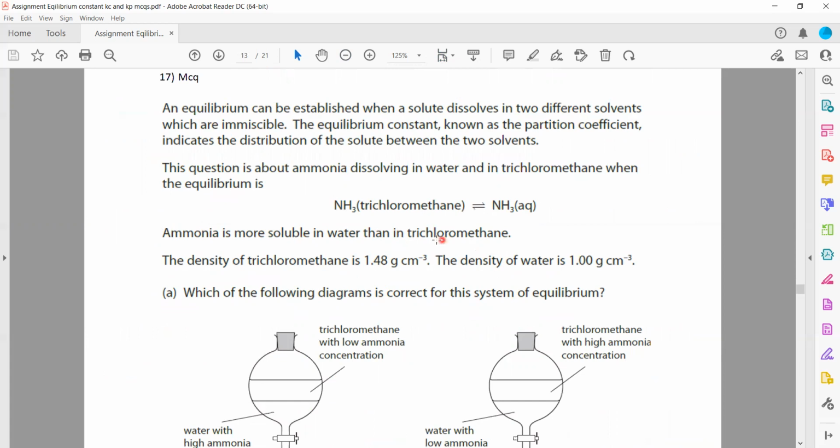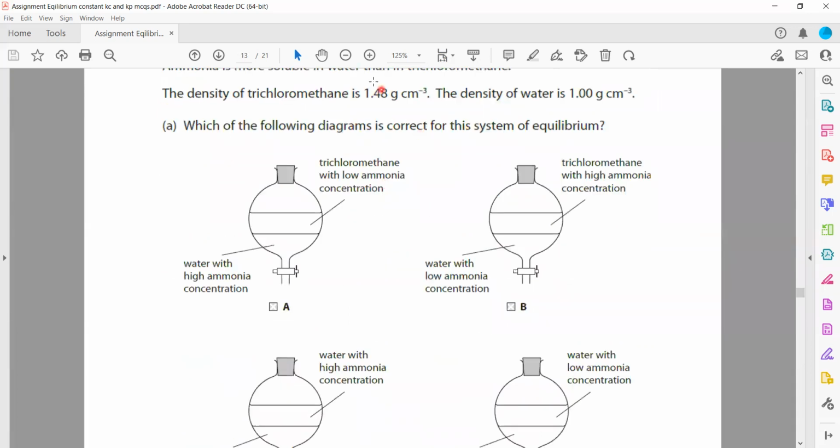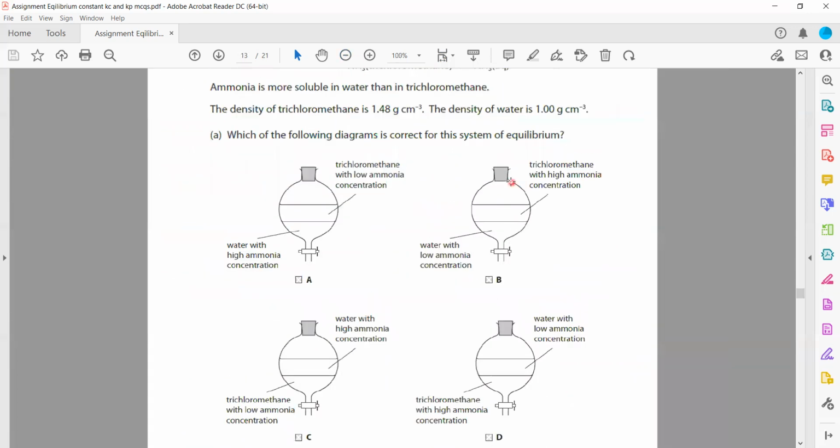Ammonia is more soluble in water than trichloromethane, meaning the amount of ammonia will be greater in water as compared to that of trichloromethane. The density of trichloromethane is 1.48 where water is 1. So it means trichloromethane is high density. So if trichloromethane is high density, it should be lower and water should be above. So first thing, when we check the options, A is wrong because, according to density, water's density is low and the trichloromethane density is high.